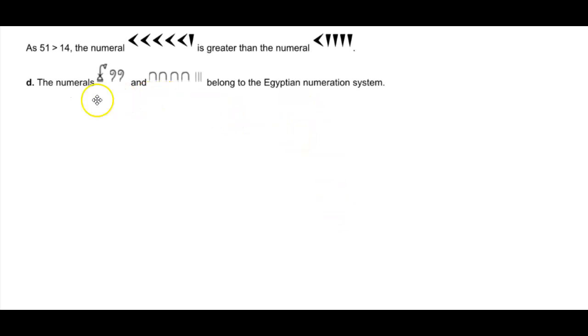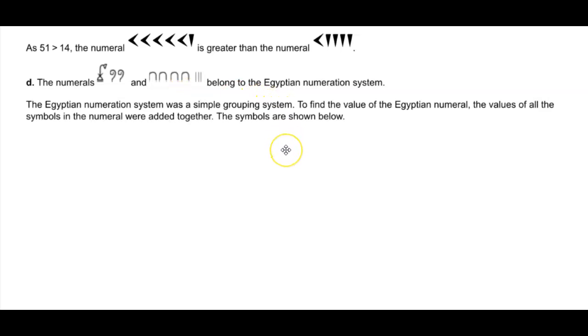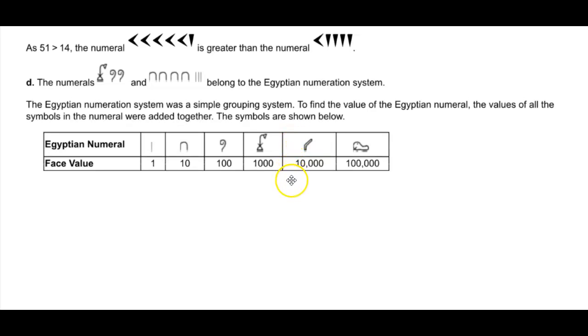Part D. The following numerals belong to the Egyptian numeration system. Now, the Egyptian numeration system was a simple grouping system. To find the value of the Egyptian numeral, the values of all the symbols in the numeral were added together. So the symbols are shown below.